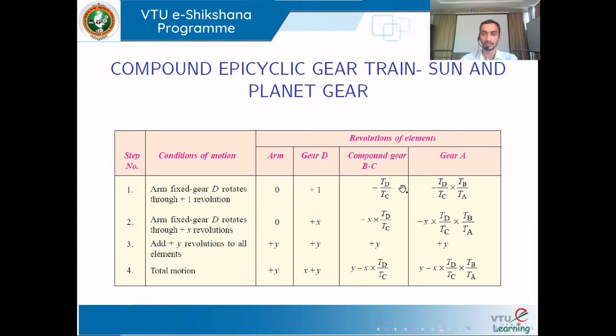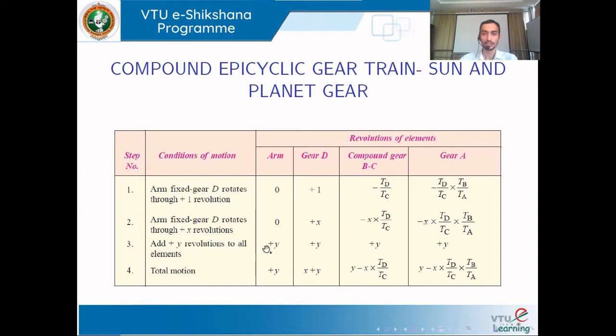So what we require is NA. NA by ND, you'll get it as this equation. Once we get this equation, for the sun gear we had given one rotation. So for the same element, if we give x rotations keeping the arm fixed, what would be the rotation for the compound gear and the gear A? We just have to multiply these terms by x.